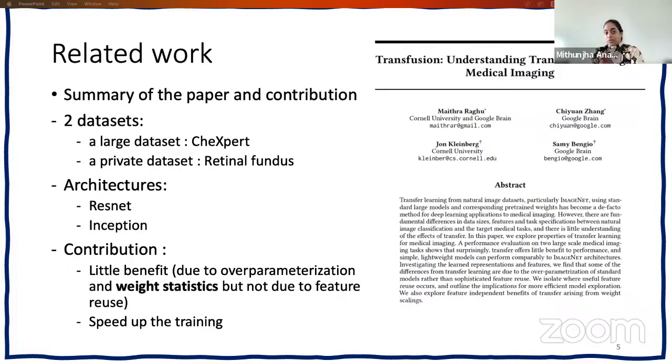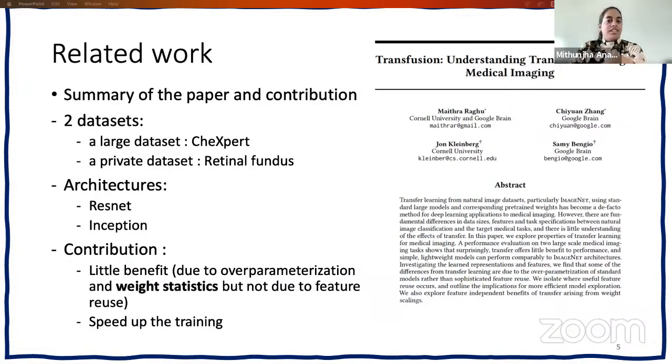In the NeurIPS 2019 paper, they used the weight statistics and showed that feature reuse is not important, but weight statistics are sufficient to improve the performance using transfer learning. That means you start with the ImageNet pre-trained network, use that network's parameters to get the mean and standard deviation, and initialize the model from that. Yes, exactly. That works better than the standard transfer learning.